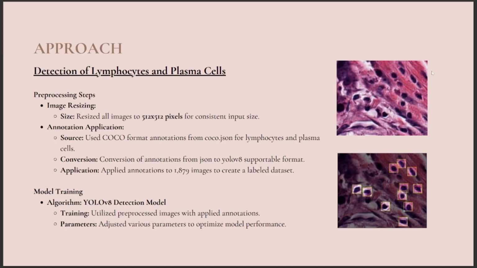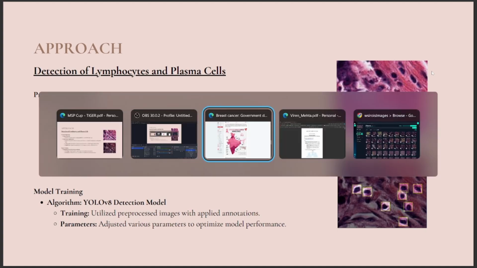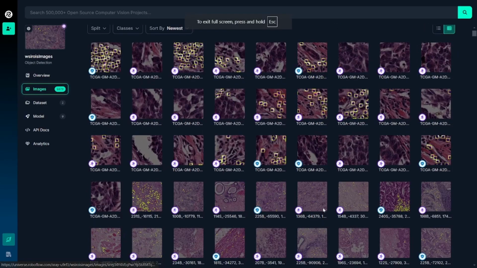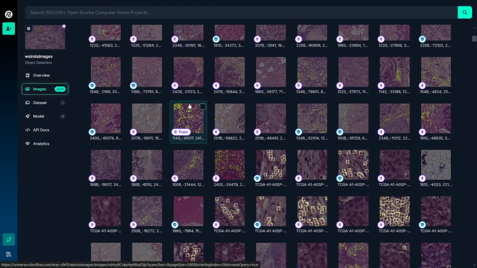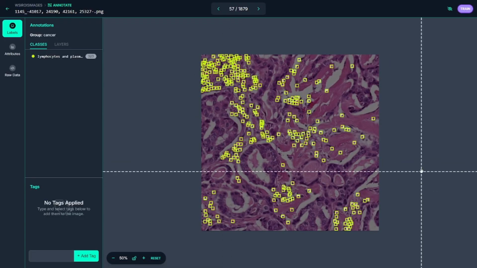The first approach is the detection of lymphocytes. Here we have resized all the images to 512 pixels after applying pre-processing steps and converting them into PNG. Then, using the JSON that we have got, we have applied the annotations over all the images. Here you can see all the images with the yellow bounding boxes, which are actually the lymphocytes present inside the slide.